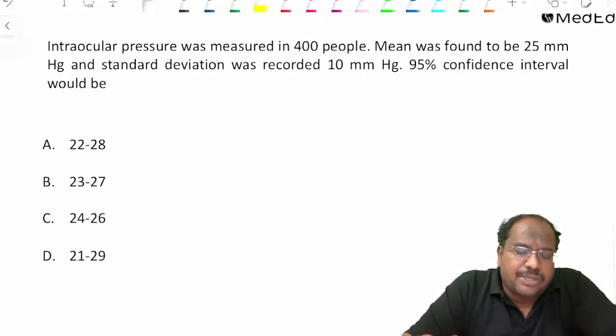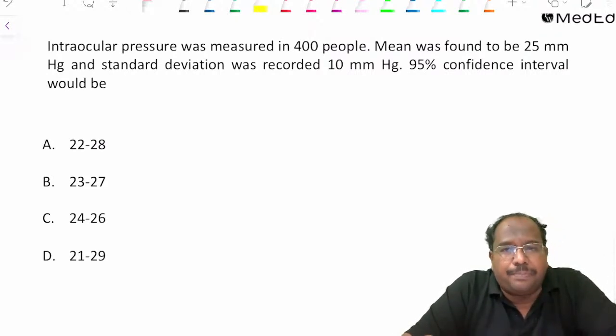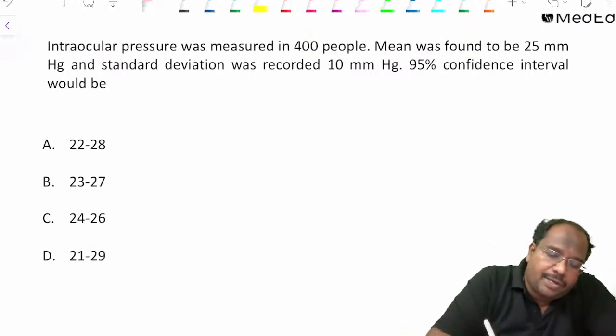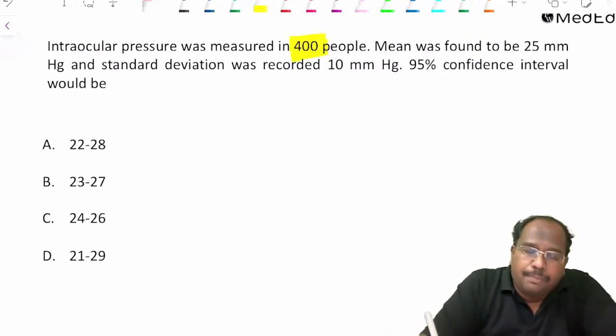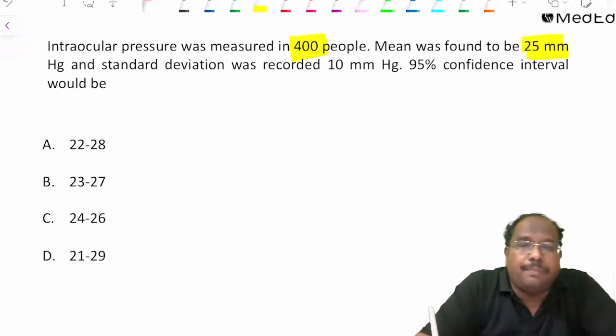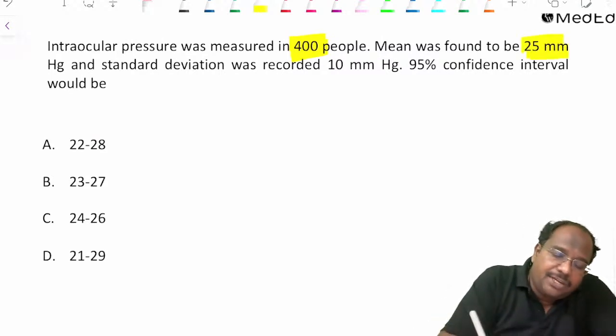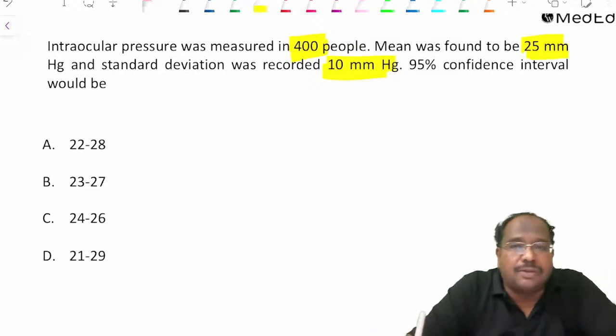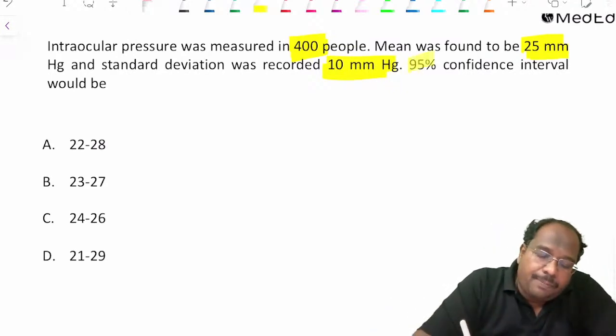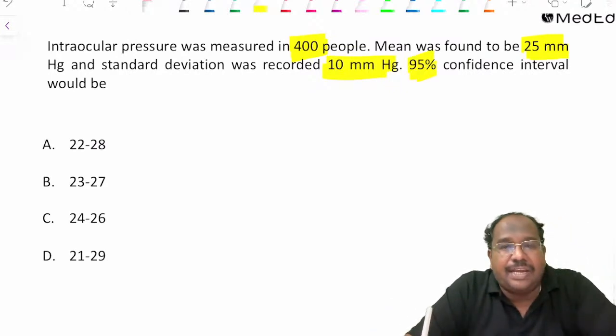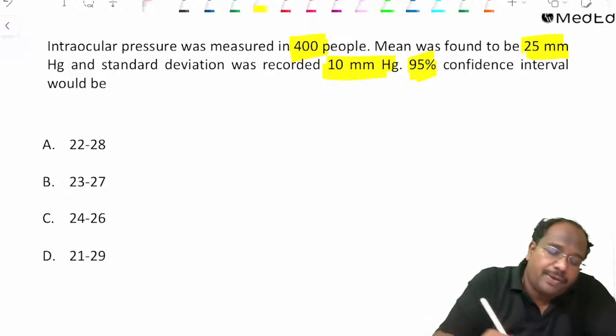The intraocular pressure was measured in 400 people. The mean was found to be 25 millimeters, and the standard deviation was found to be 10 millimeters of mercury. What would the 95% confidence interval be?